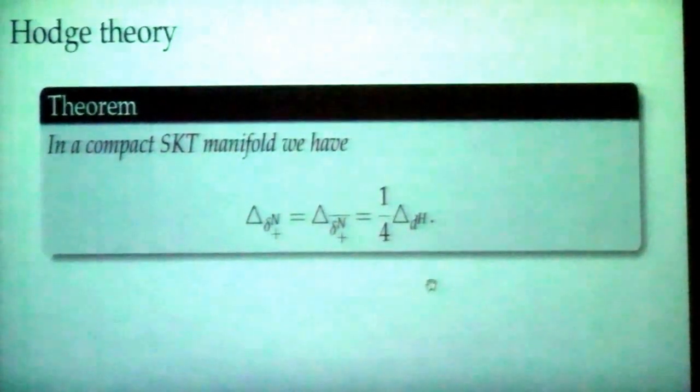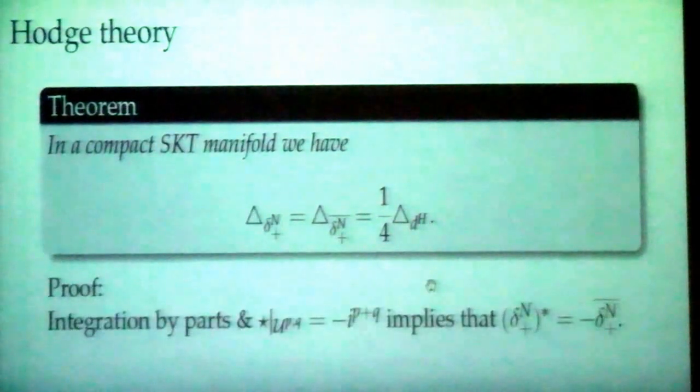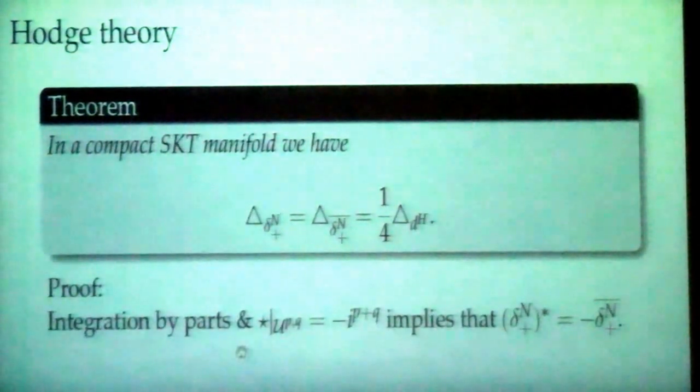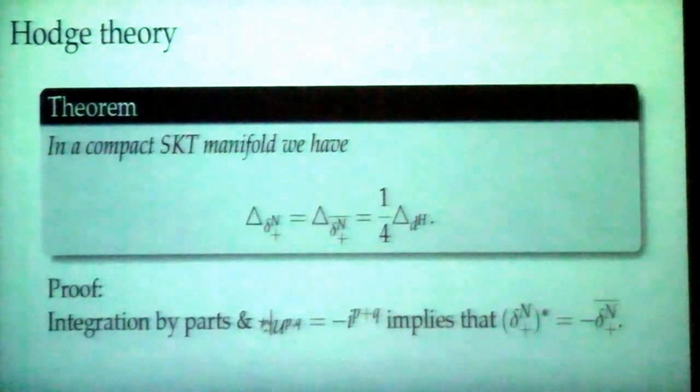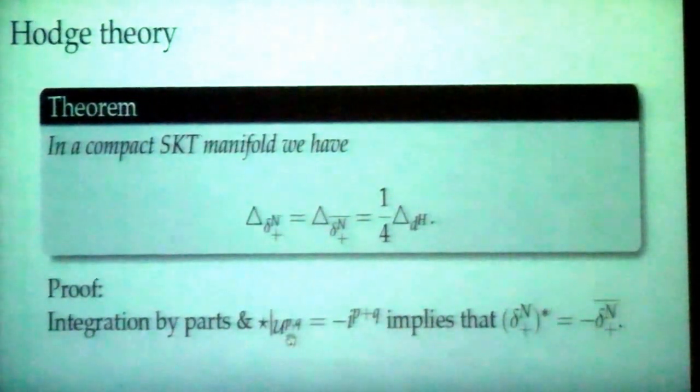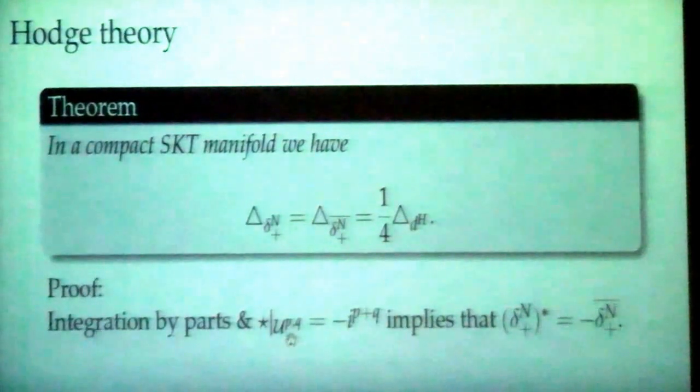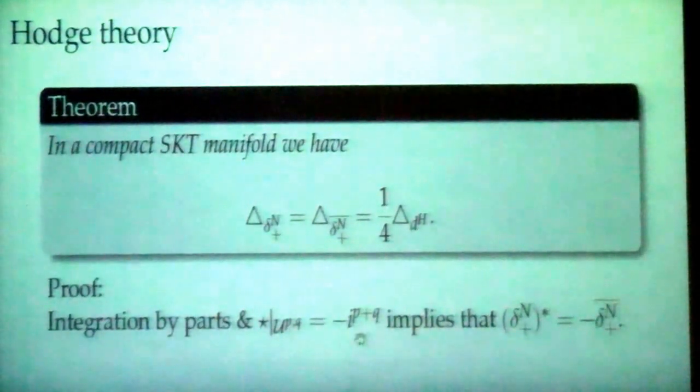Okay? And the proof just uses two things. One is just integration by parts, as you know from school, and the other one is the fact that the Hodge star is extremely well behaved for the U^{P,Q} decomposition, or for the W^K decomposition of forms, just i to the P plus Q.